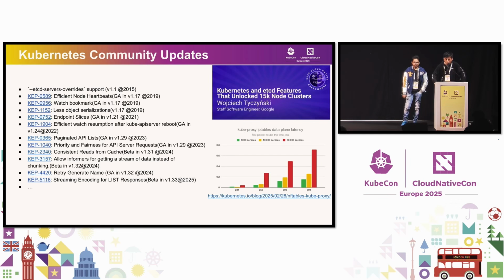There are many changes in recent years, 2023 and 2024, and also in the latest release. The current release cycle is 1.33. There are many changes related to caching or streaming or something like that. There are many updates recently, so if you want to build a large cluster, maybe you can try testing on the recent versions. And also, the proxy nftables will be GA in this release.